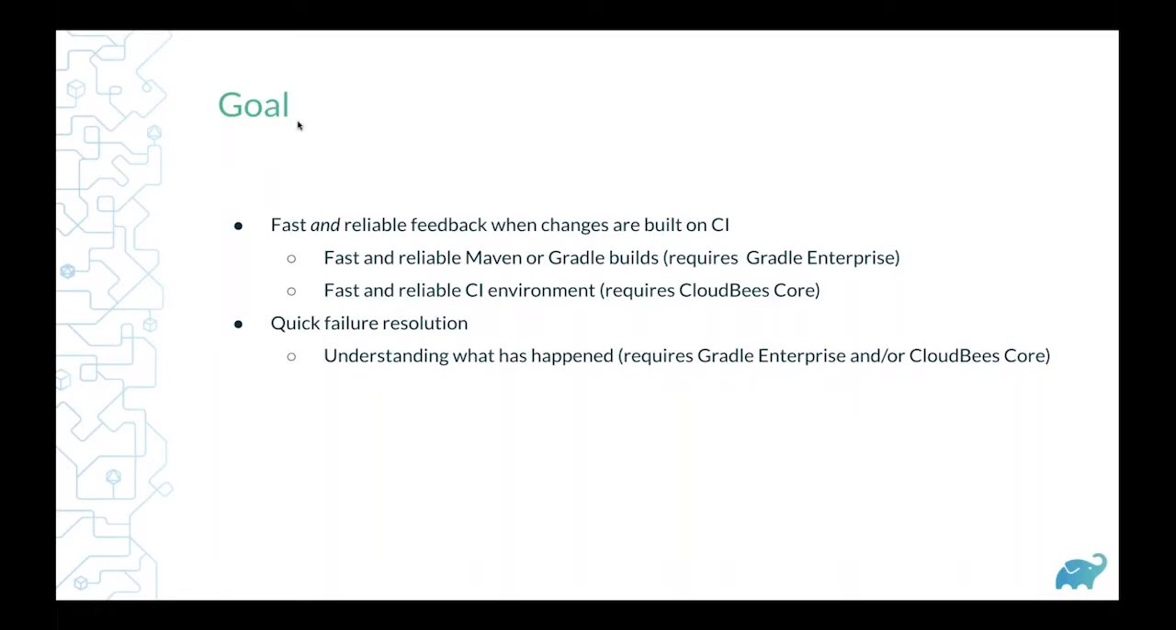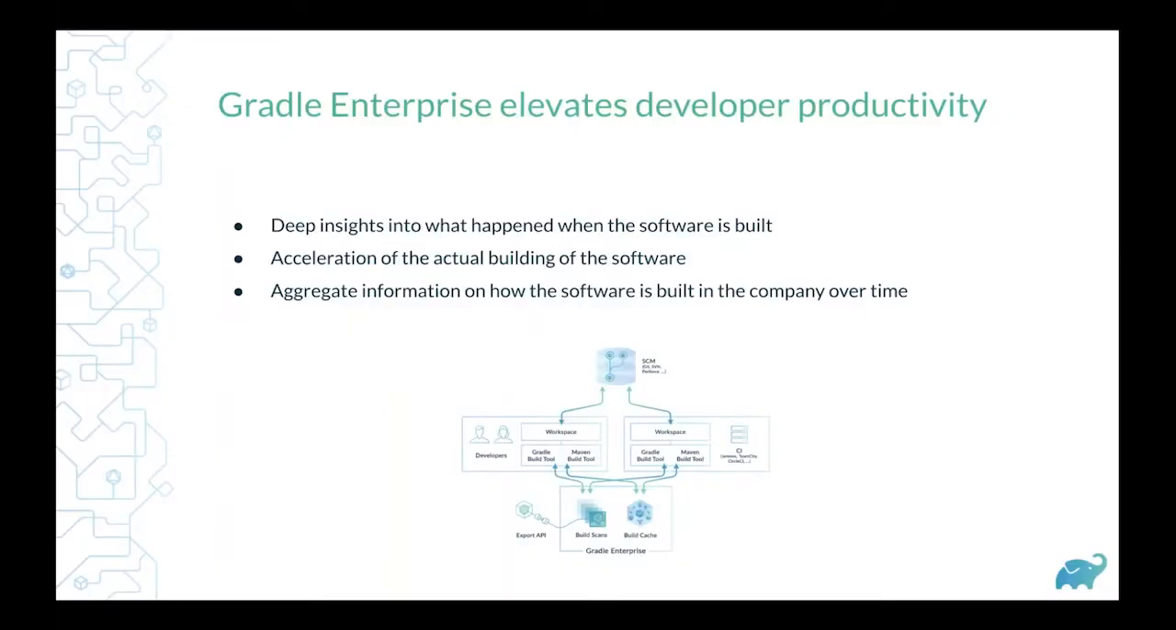And the goal there starts with understanding what happened in your build or your pipeline. If you don't know what happened, you don't have the insights, there's no way you can solve this efficiently. You can only have gut feelings, you can have a hypothesis, and even worse, you cannot then make an improvement and measure again, because you have no data. So we want to have quick failure resolution, and we need the data for that. So these are some of the goals we want to achieve. Again, we will split it into how Gradle Enterprise can help you and how CloudBees Core can help you here. So I want to give you some demos on how Gradle Enterprise can help you elevate your developer productivity.